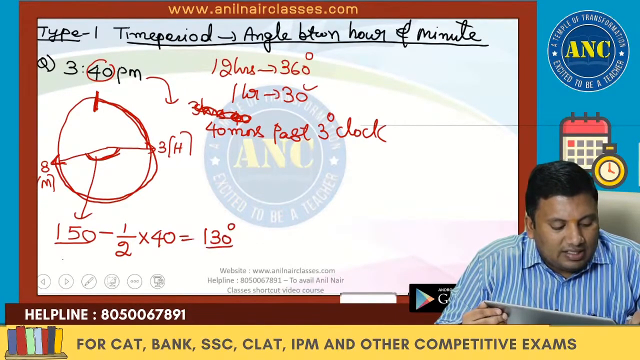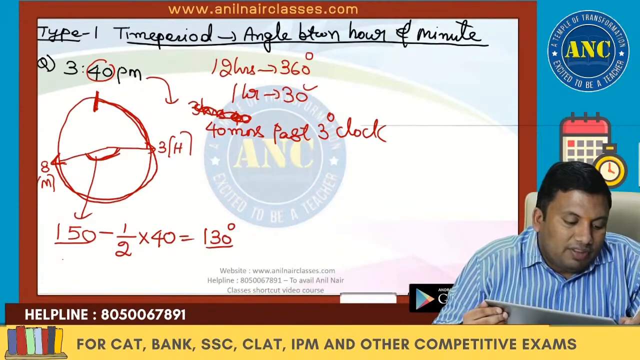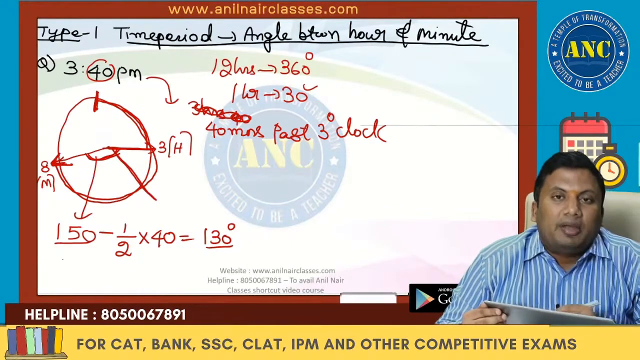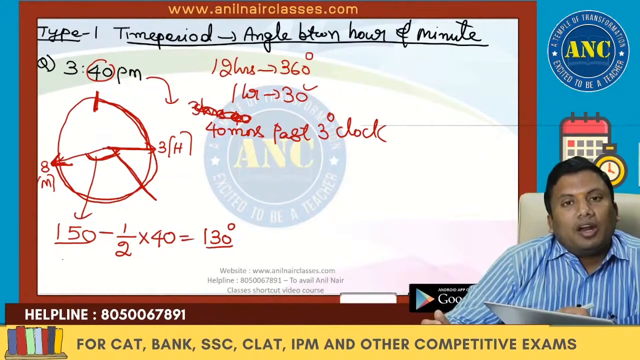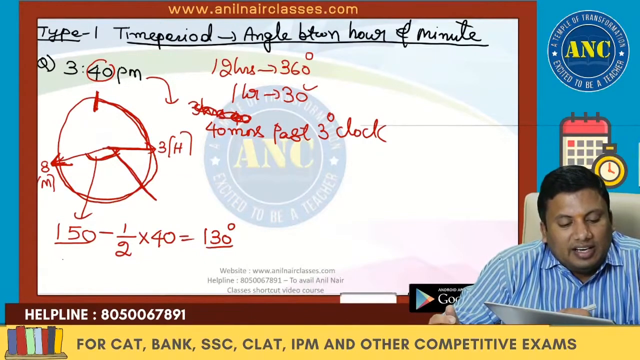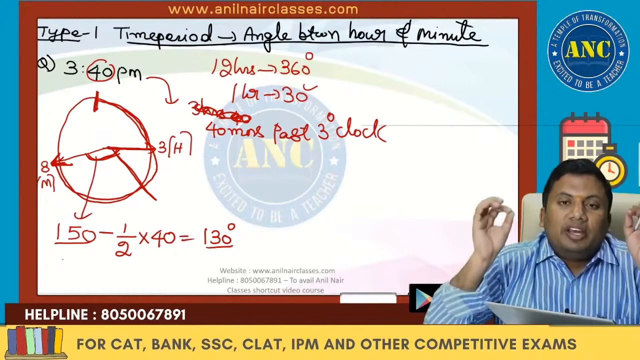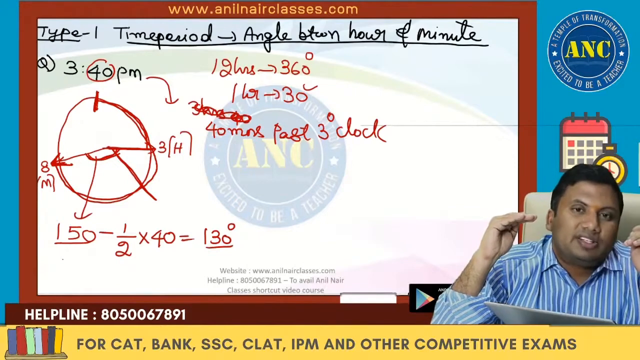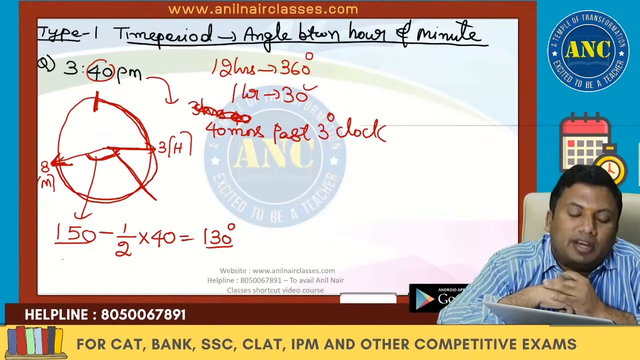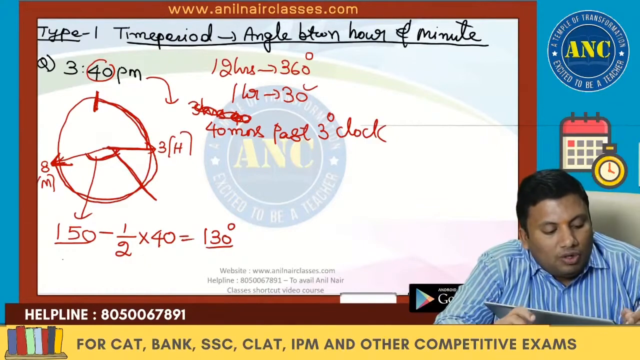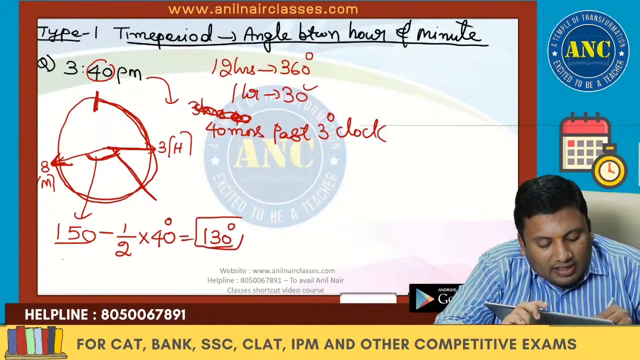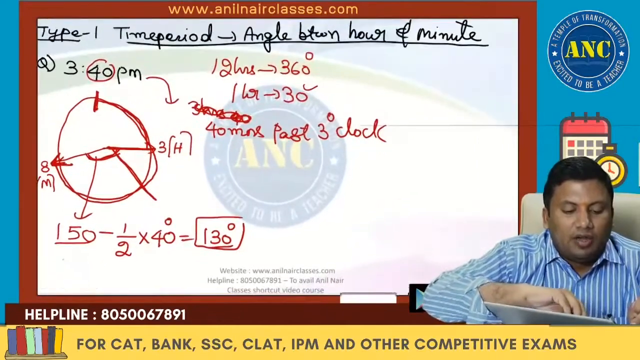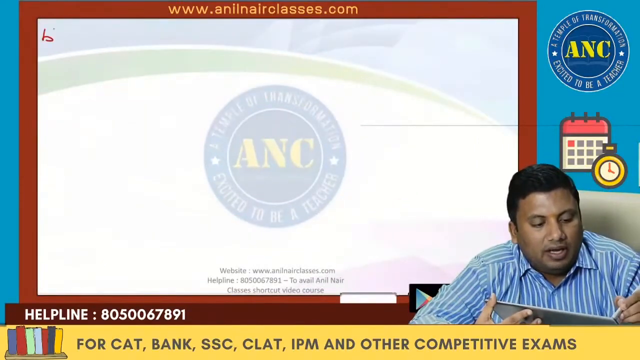Sir, why did this minus come? If you observe closely, if the minute hand is at 8, the hour hand will not be at 3. The hour hand will tilt for 40 minutes by some angle. 12 hours is 360, 1 hour is 30 degrees, 1 minute is half a degree. When it is 3:40, the hour hand has tilted for 40 minutes. 1 minute is half a degree, so out of 150, 20 is tilted. What is the answer? 130 degrees. I hope the idea is clear. 4 to 5 problems we will solve, then it will be extremely clear to you.